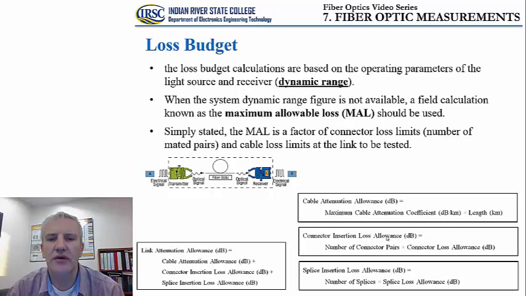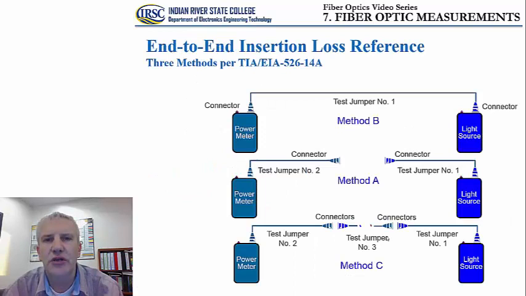It's important to mention, when we are talking about fiber optic measurements, that there are certain standards out there that you have to abide by. One important aspect is the so-called end-to-end insertion loss reference that needs to be established if you are doing measurements with an OLTS or power meter set. Basically, there are a few methods here: method A, method B, and method C. Without going into too much detail about how these tests are performed, it's important to understand that the reasoning behind it is you want to calibrate out any kind of impact of your test equipment.